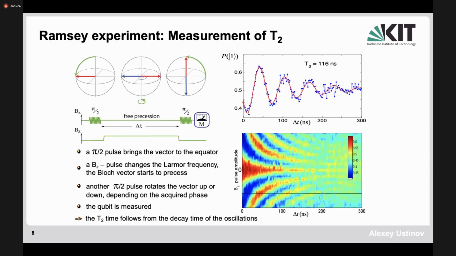I will leave it here just to mention that if you measure the Ramsey fringes without this pi pulse in the middle, then exactly on resonance, you measure the exponential decay characterized by T2. And if you tune a bit away from the resonance, then you see the oscillations. And the oscillation frequency is simply the difference between the frequency of the driving field and the pristine transition frequency between the ground state and excited state of the qubit.